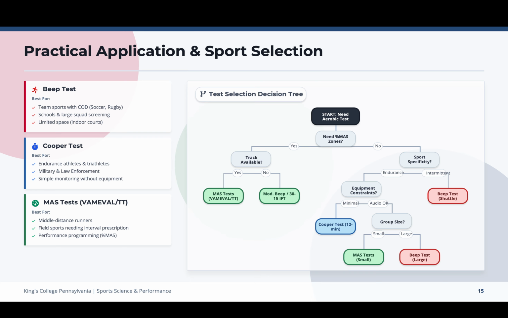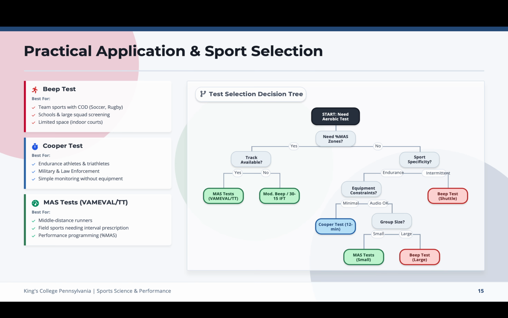The MAS test, they're best for middle distance runners, field sports needing interval prescription, performance programming, the percentage of the MAS. So, test selection decision tree: start, need aerobic test, need percentage of the MAS zones? No. Sport specificity, endurance. Equipment, minimal, Cooper test. Audio okay, group size small or large? Small, MAS test is better, large, beep test.